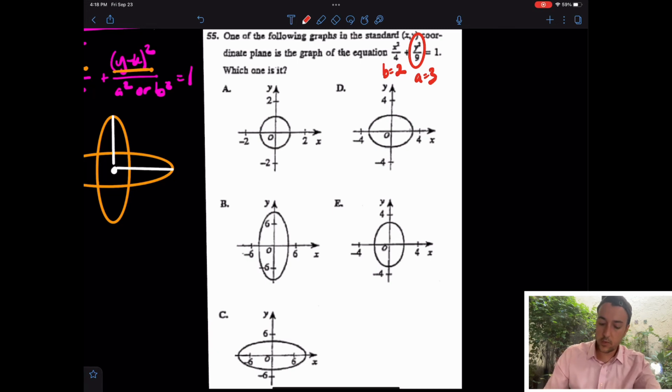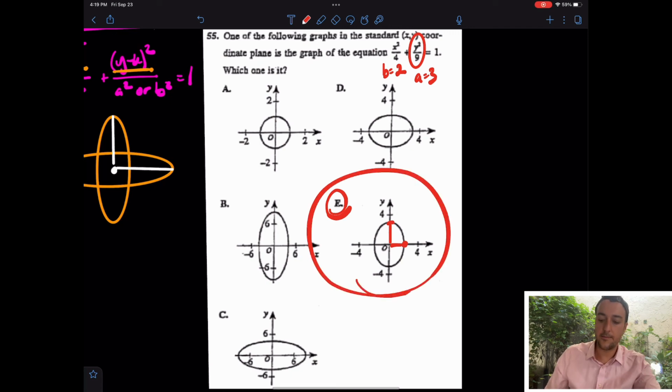In that case, which one of these answer choices fits what we're looking for? I really like E. Why? Well, this is going up and down approximately 3, whereas it's going left and right really perfectly 2. That's the only answer choice that really does it for me. The answer is indeed E.